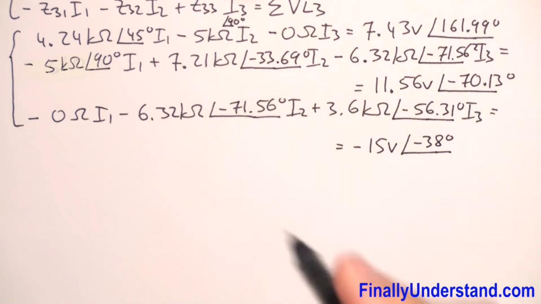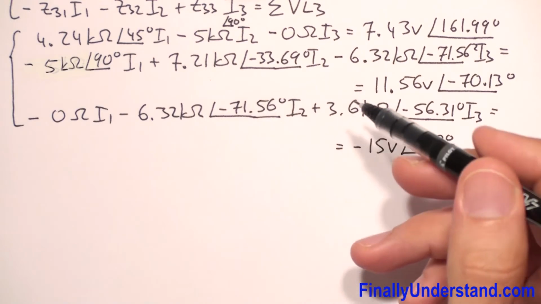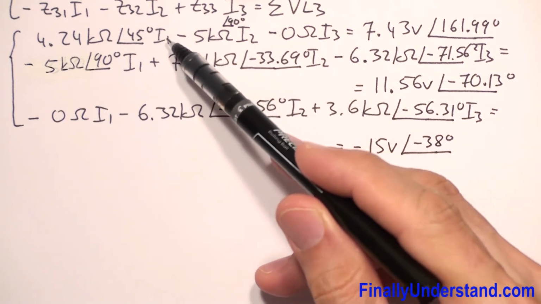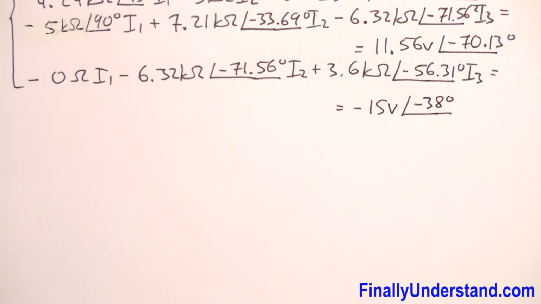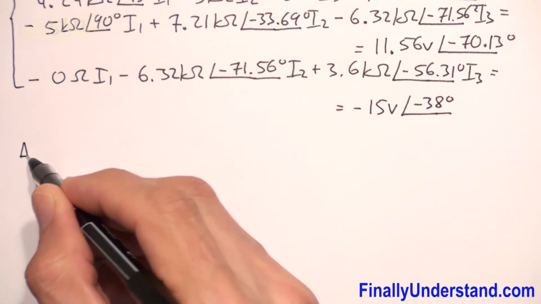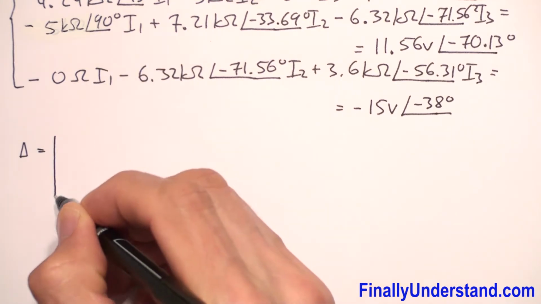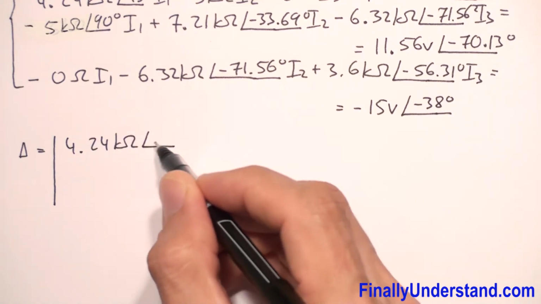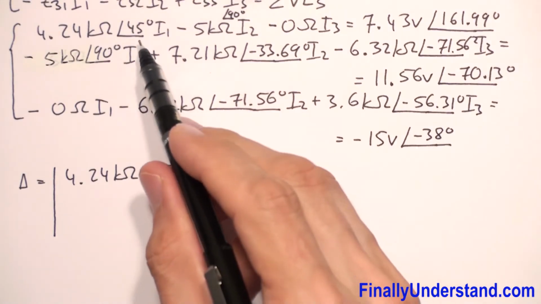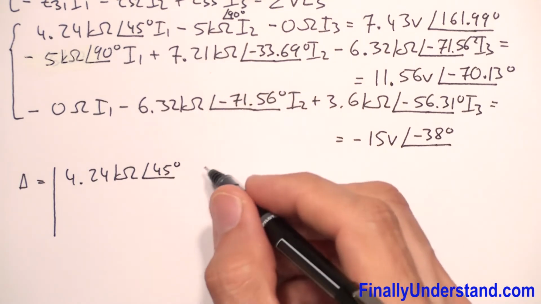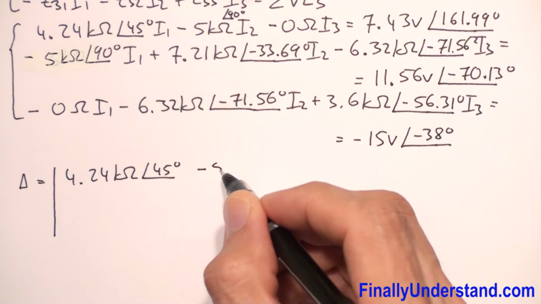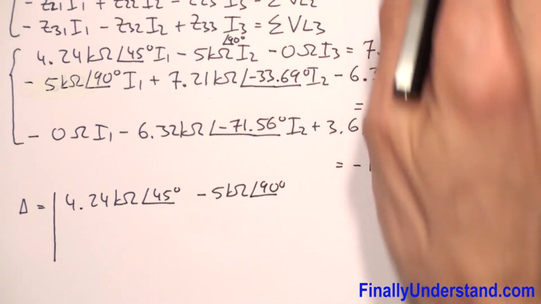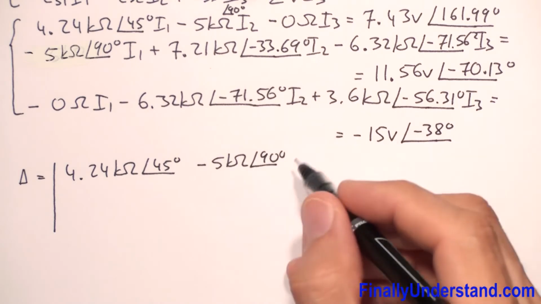Now, because my calculator cannot solve linear equations with complex numbers, I'm going to use determinants to solve for the values of I1, I2, and I3. So first I'm going to find delta. Delta is going to be equal to 4.24 kilo ohms at an angle of 45 degrees. Now my second column is going to start with negative 5 kilo ohms at an angle of 90 degrees. Don't forget about this angle, 90 degrees, and I have 0 ohms.